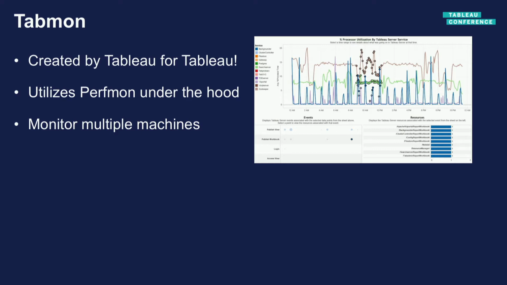How many people have multiple nodes in their server deployment? I'd say about half the hands I see up. So if you have multiple nodes, having to run a monitoring service on each node and then checking each node for performance, it's kind of a headache. But with Tabmon, it's all saved to a single Postgres database.